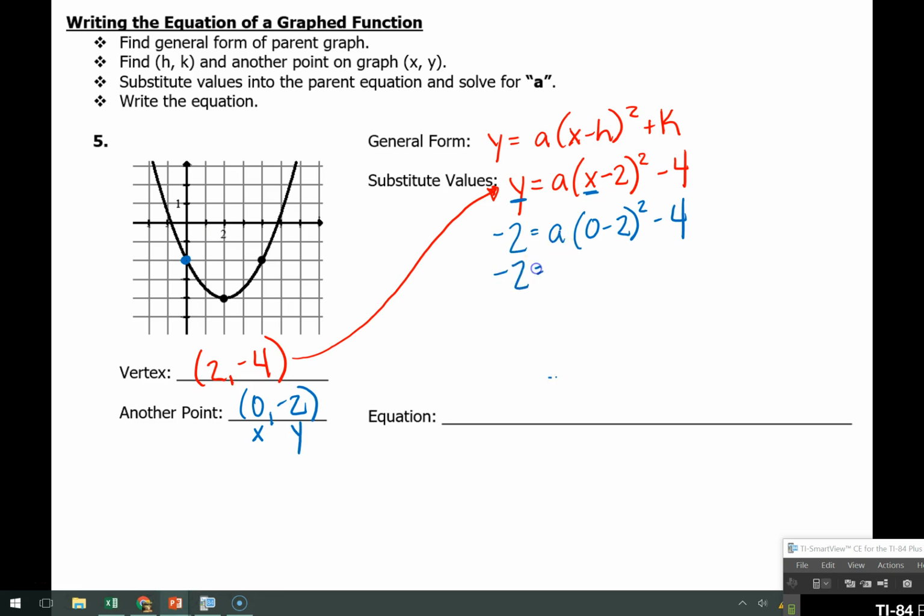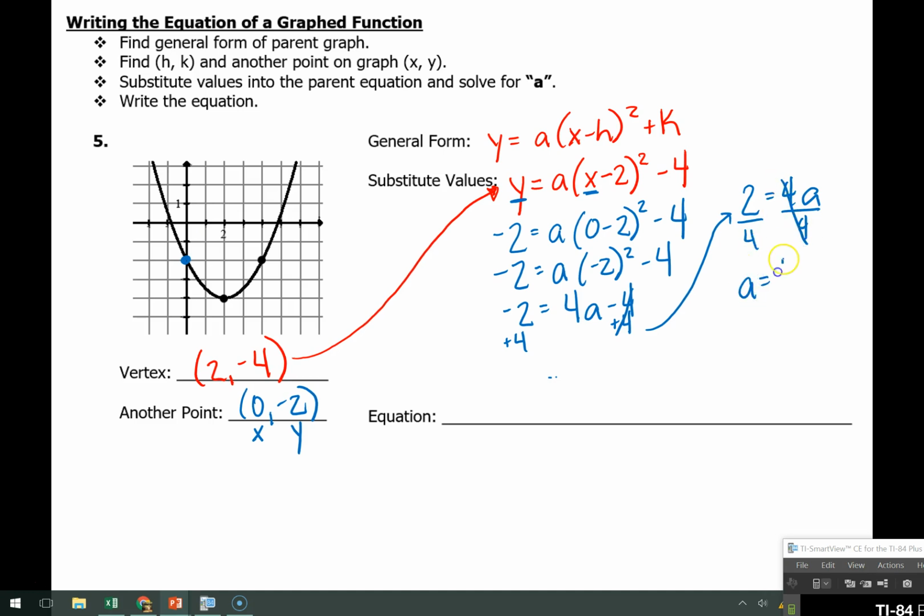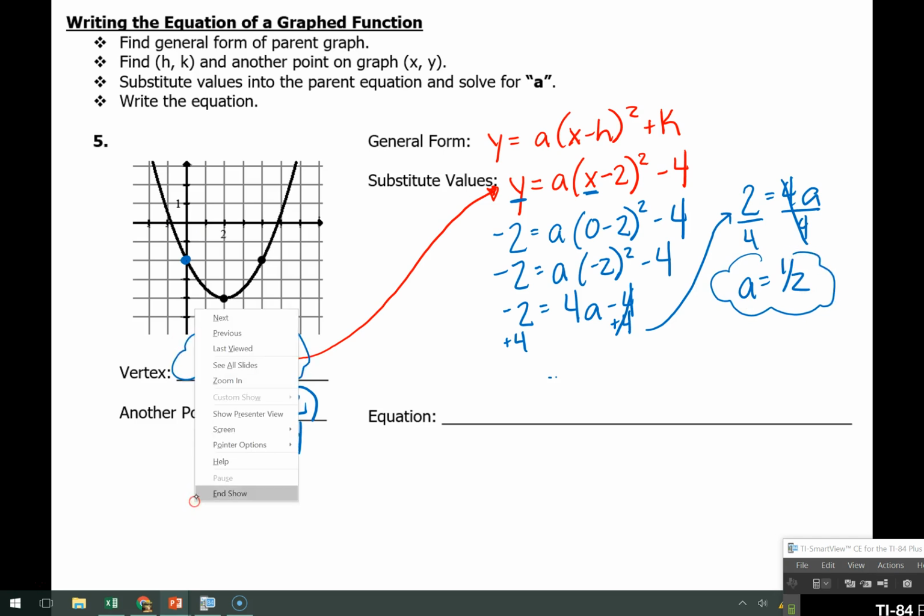To simplify that, I've got -2 is equal to A times (-2) squared minus 4. (-2) squared is 4, so that's -2 is equal to 4A minus 4. I need to add 4 to both sides, so that gives me 2 is equal to 4A, and then when I divide by 4 on both sides, I get A is equal to 1/2. So now I have A, and I know H and K already, so I'm finally ready now to plug this in to my equation. So let's write our equation.